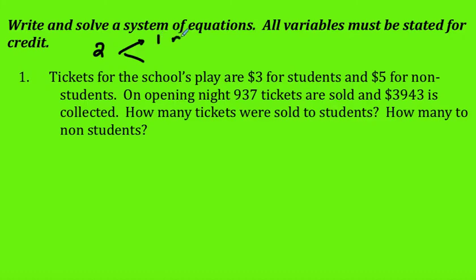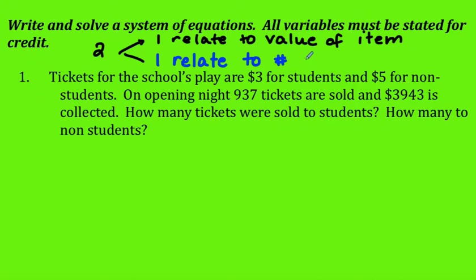Usually, one relates to the total value of the items that you're talking about, and the other relates to the number of items you have. So one relates to the number of items that we have.